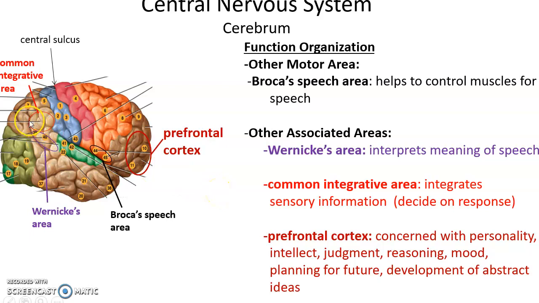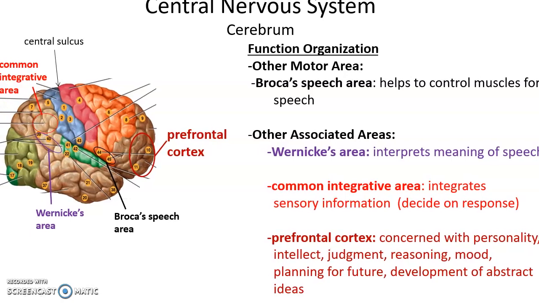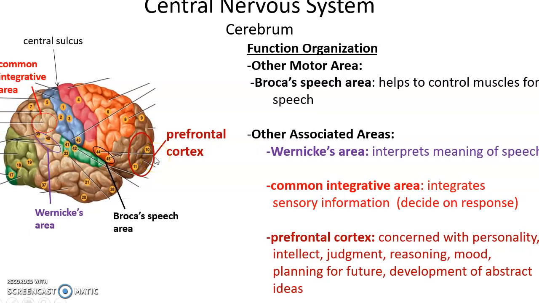There's the common integrative area, also in the parietal lobe, that integrates the sensory information to help you start to decide on a response to something that's touching you or tickling you or a loud noise or whatever. And then probably what you might think of as the most important area is the prefrontal cortex, the very anterior portion of the frontal lobe. This is where our memory and reasoning and intellect and judgment, personality, all those things that you think of as you, are housed here in the prefrontal cortex of the frontal lobe.